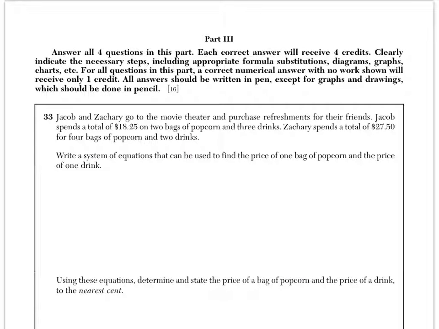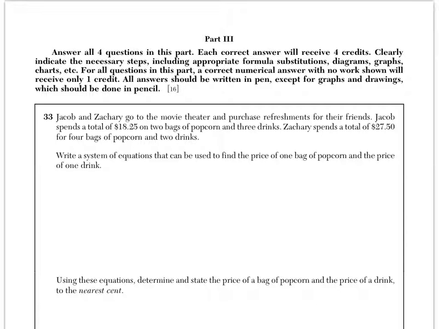Question number 3 is about Jacob and Zachary going to the movie theater, and they're buying refreshments for their friends. So Jacob spends a total of $18.25 on 2 bags of popcorn and 3 drinks, and Zach spends a total of $27.50 on 4 bags of popcorn and 2 drinks. So right away, I'm hoping that you guys are thinking, hey, wait a second. There's some information here that I don't know. And if you read on, it says we need to write a system of equations that can be used to find the price of 1 bag of popcorn and the price of 1 drink. So I don't know the price of a bag of popcorn, and I don't know the price of a drink.